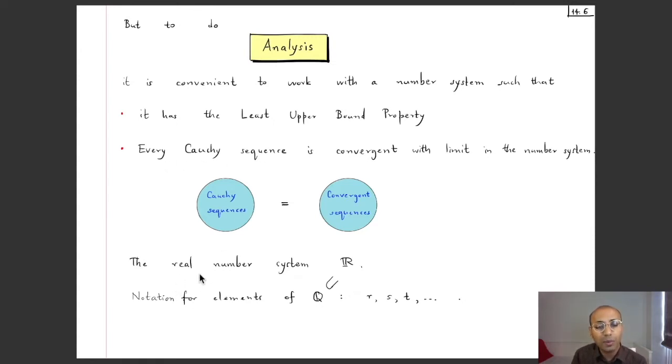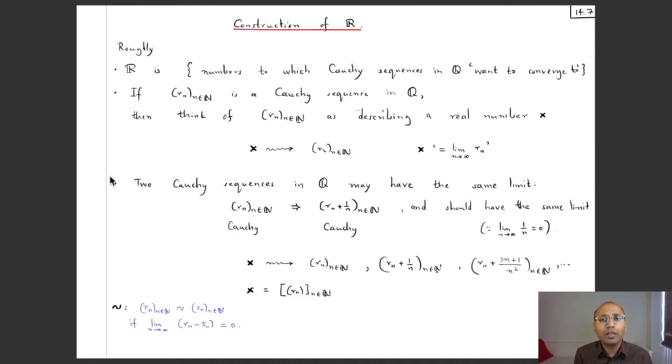Okay, so for that reason, there is interest in analysis to have a number system which has this property. And now we'll learn about the real number system, which indeed has the least upper bound property and is such that every Cauchy sequence in R is convergent again with a limit in R. Okay, so we'll now learn about the real number system, and to keep the notation light, for the elements of the set of rational numbers, we'll use letters like r, s, t and so on, so no boldface, just these simple letters. So before we give the formal construction of the set of real numbers, it's good to keep an intuitive idea in mind.